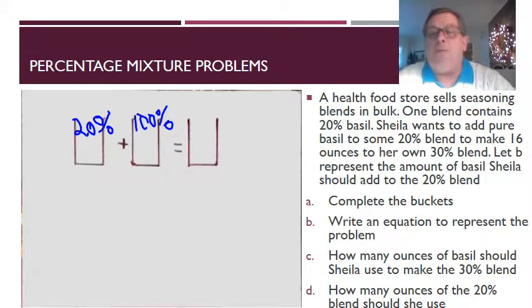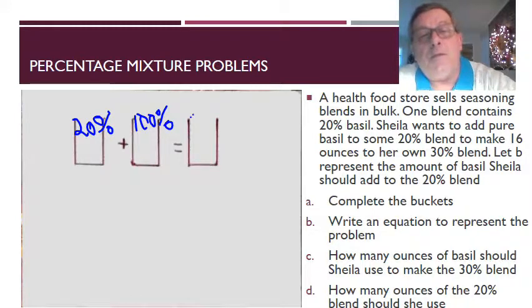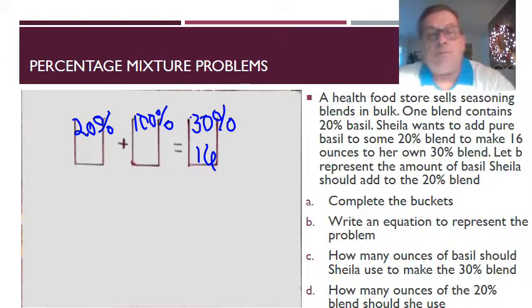She wants to add pure basil to some 20% blend to make 16 ounces of her own 30% blend. So I got 16 ounces of a 30% blend. So my mixture here has 30%. And my mixture is 16 ounces.